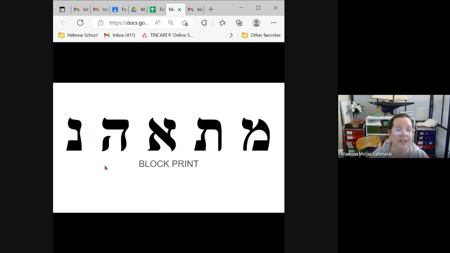I want to explain block print quickly. Block print is a type of script. As we mentioned, there is no uppercase and lowercase. Sometimes new learners can get confused between the uppercase and lowercase, but really it's a script change. So this is block script, and I find that it is the easiest for people to start learning Hebrew with.